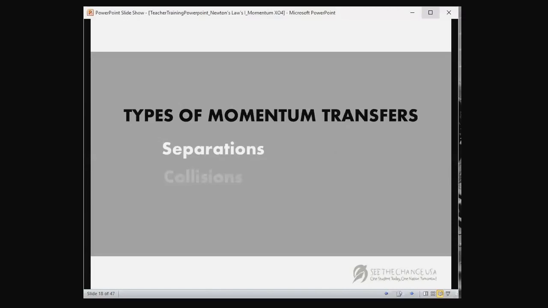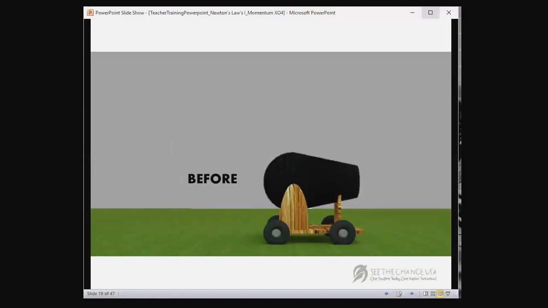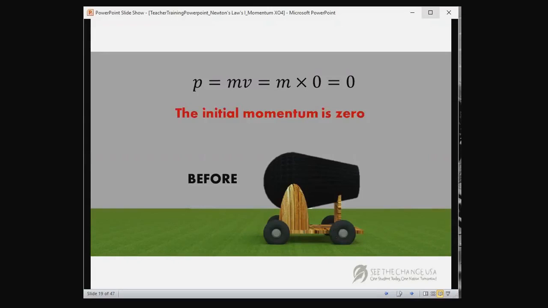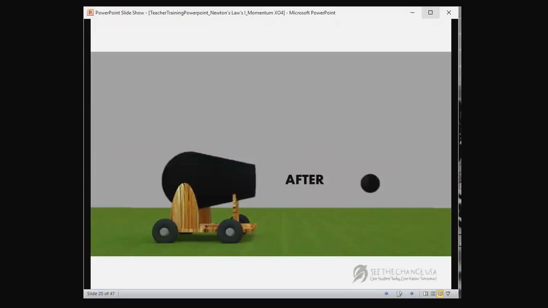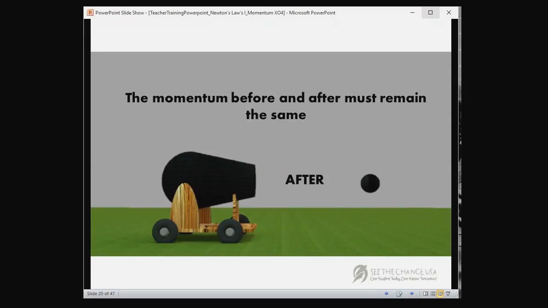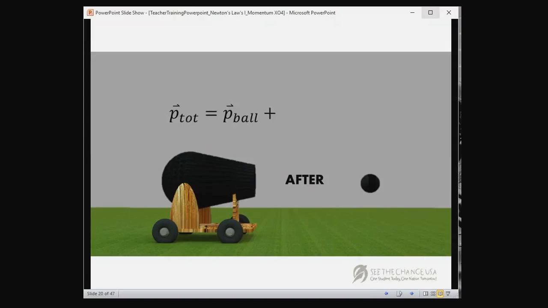So starting with separations. Here is a cannon. Inside that cannon is a cannonball. If we want to know the total momentum, we're asking for the momentum of the cannon and the cannonball inside. And immediately we know that the momentum is zero. And how do we know that? Because the velocity of everything is zero. The velocity of the cannon and the velocity of the cannonball are both zero. Now, after it shoots, we know according to the conservation of momentum that the total momentum before and after must remain the same. So before it was zero, this means that somehow after it also has to be zero.